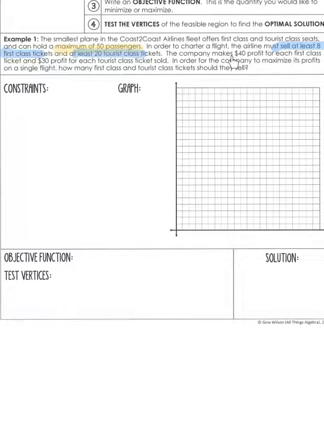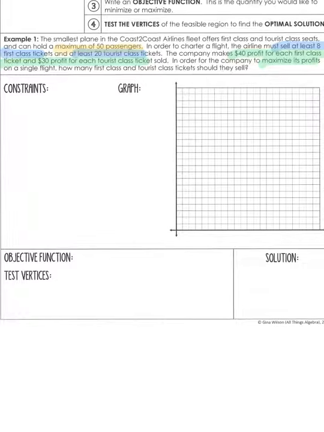Then it goes on to say the company makes $40 profit for each first class ticket and $30 profit for each tourist class ticket sold. In order for the company to maximize its profits, so here I actually find out what I'm maximizing. So I'm maximizing profits. So they gave you some information about profits. $40 for each first class ticket and $30 profit for each tourist class ticket. That's how we're going to find our profit. In order for the company to maximize its profits on a single flight, and here's the question, how many first class and tourist class tickets should they sell?